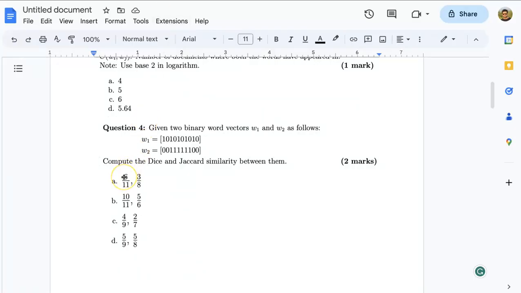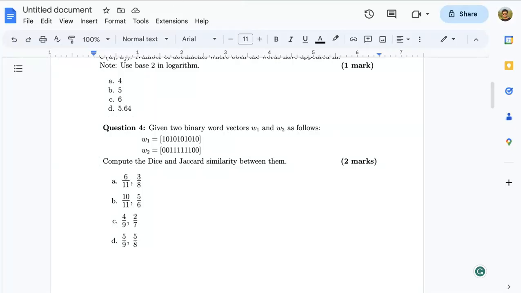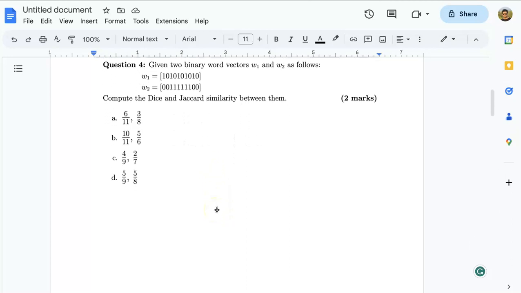Yeah, so the first one is the correct answer: 6 by 11, 3 by 8. I hope this is clear. These problems are very easy. If you just follow the formula and count properly, you will get the answer. I don't know why they give 2 marks here. Okay, still, let's move to the next question.